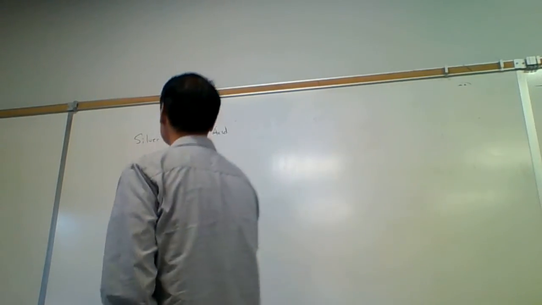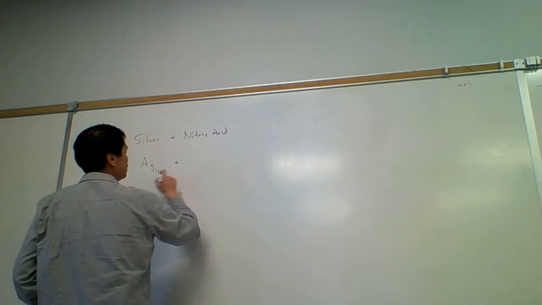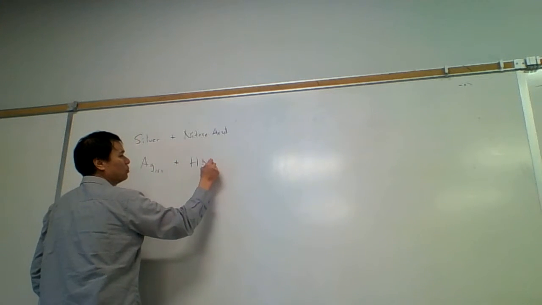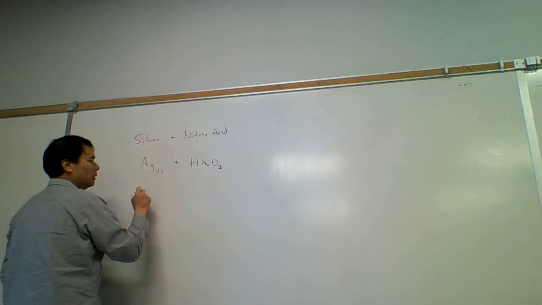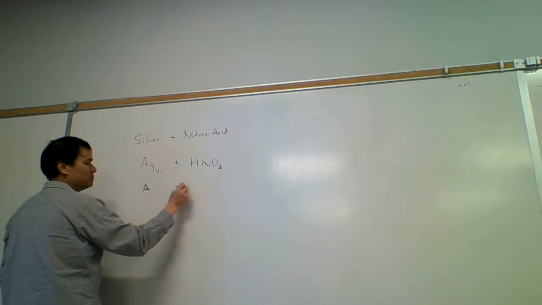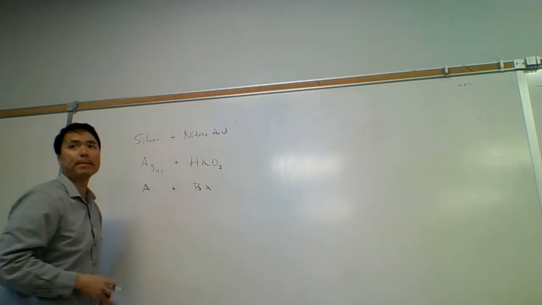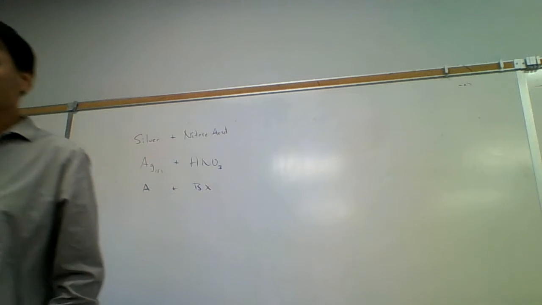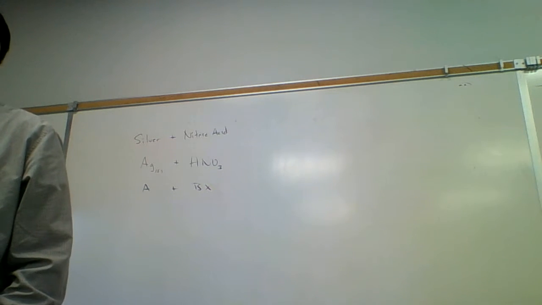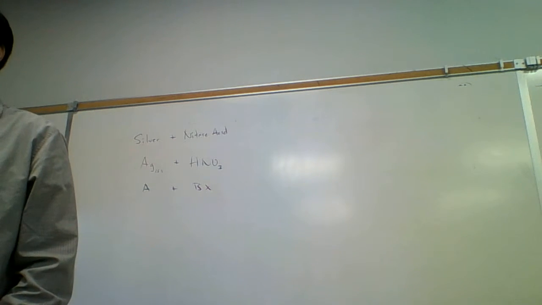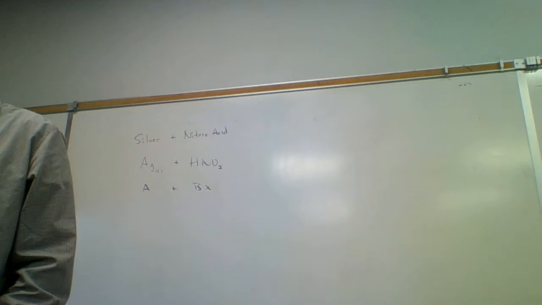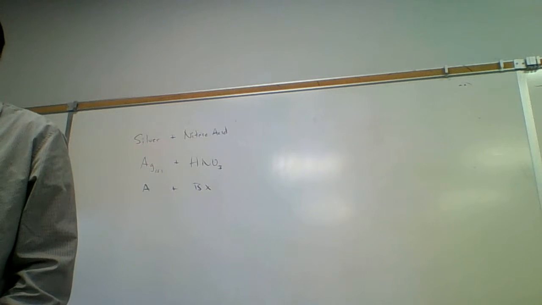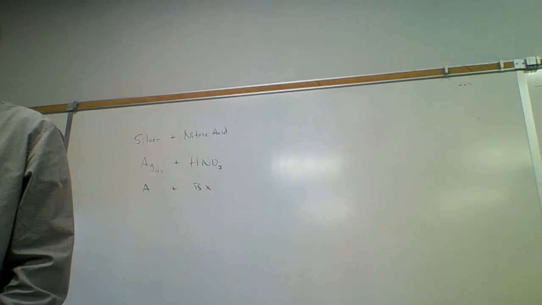So you may notice this is a single replacement form, Ag plus HNO3. That looks single replacement to me, A plus BX. But I have all the exceptions to the single replacement, all the failures of the single replacement reaction memorized. Do you? Do you know when single replacement fails?